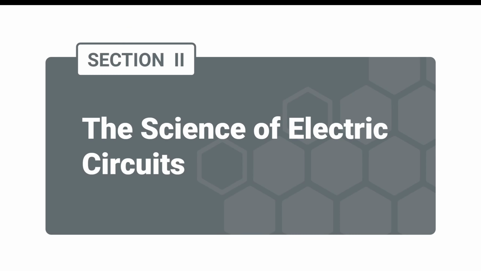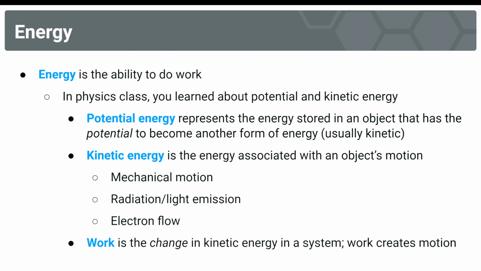All right, let's talk about the science of electric circuits. And that conversation begins with energy. You might remember this from physics class in high school or maybe a college course. Energy is the ability to do work. And we have potential energy and kinetic energy. Potential energy represents the energy stored in an object that has the potential to become another form of energy, which is usually kinetic energy. Now, kinetic energy is the energy associated with an object's motion.